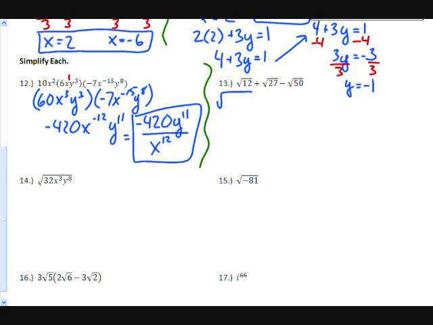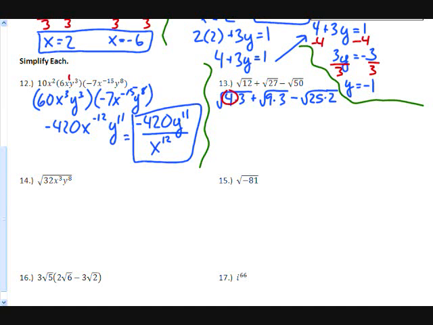So a perfect square that divides evenly into 12 is a 4. So it's 4 times 3. Perfect square that divides into 27 is a 9. It's 9 times 3. Perfect square that divides evenly into a 50 is a 25. So that's 25 times 2. Let me separate this. And now I can start taking the square root.